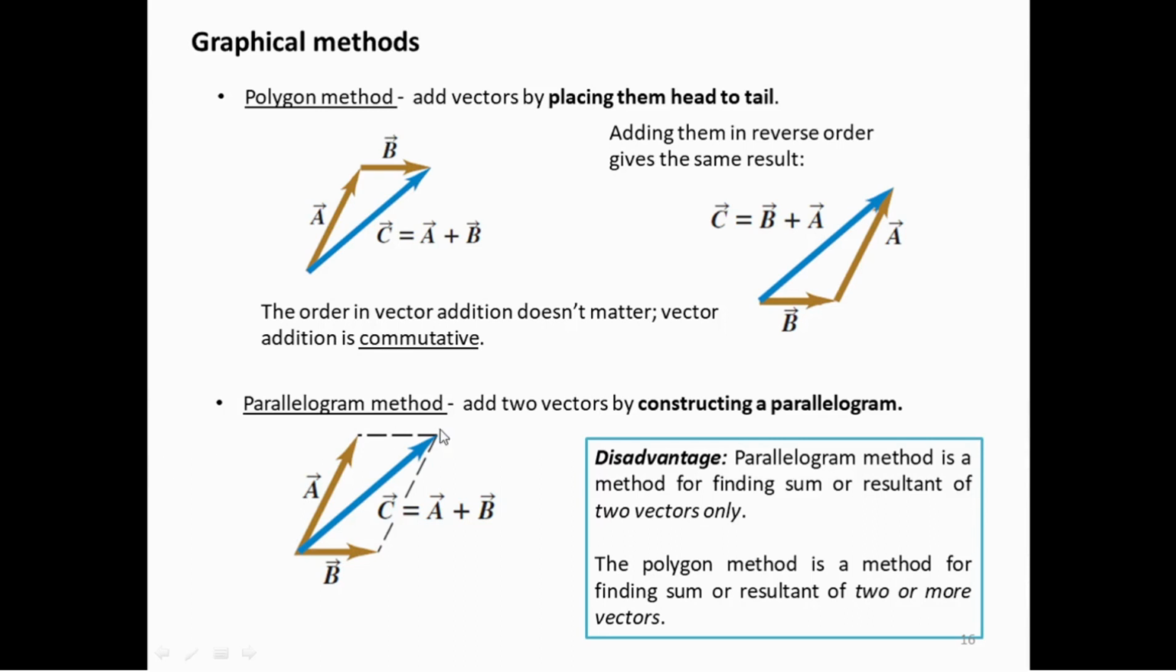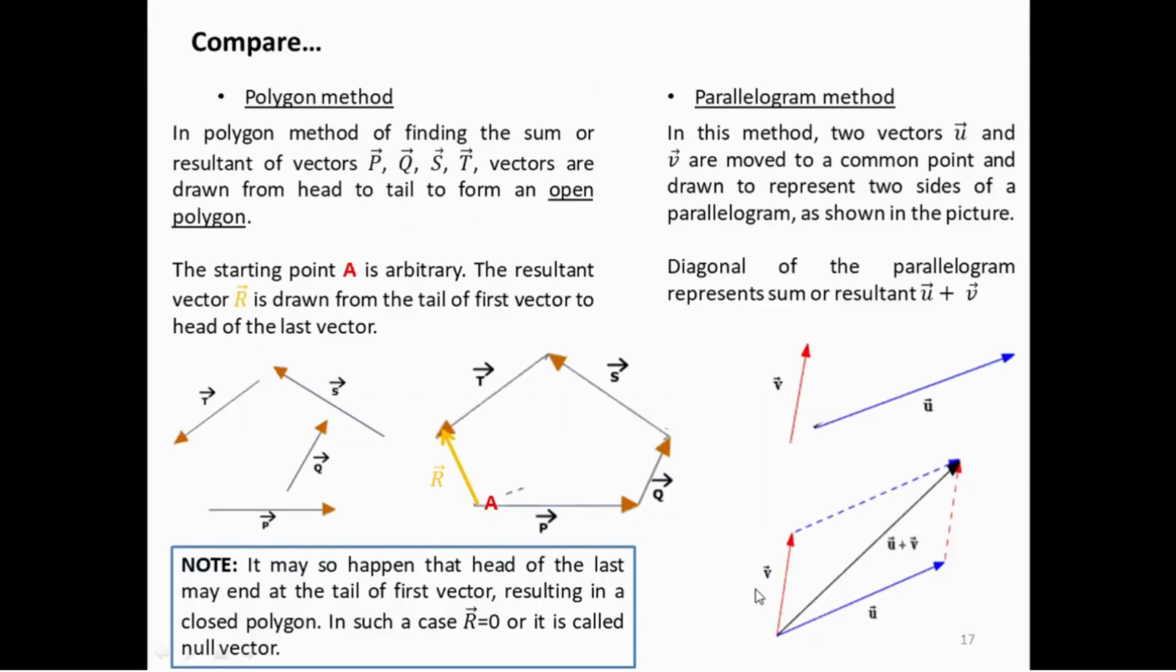You can use the parallelogram method to add three vectors or more, but that is very tedious, because you have to add the first two vectors first, and then from this resultant vector, you have to do another parallelogram method again to add the third vector. As you can see, it is quite time consuming. So if you have to use a graphical method and you are adding three or more vectors, I suggest that you use the polygon method. This is a comparison of the polygon method and the parallelogram method.